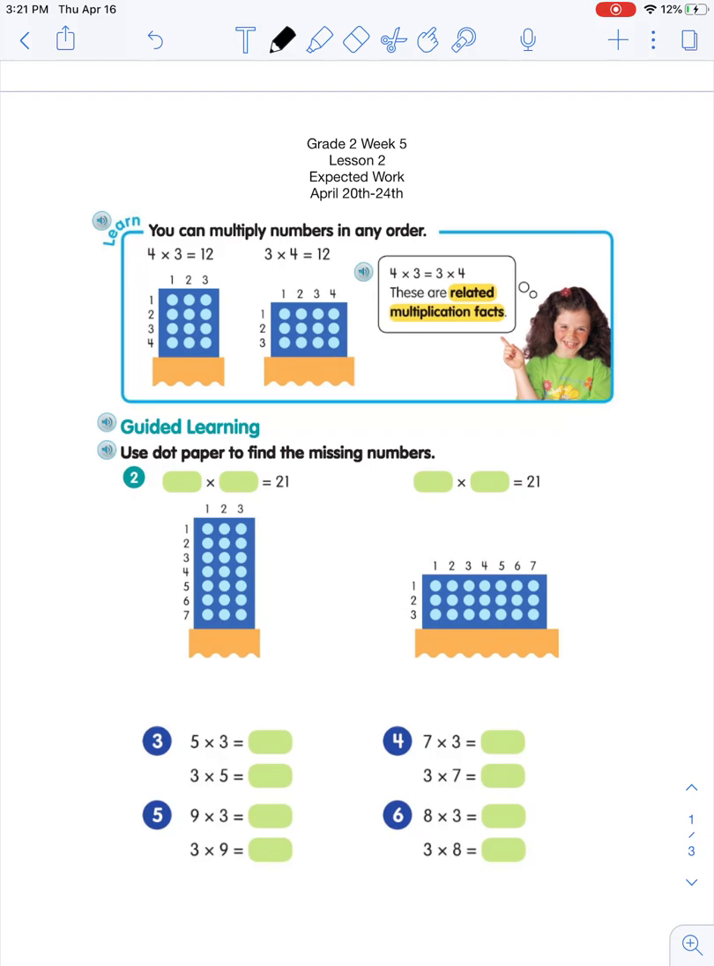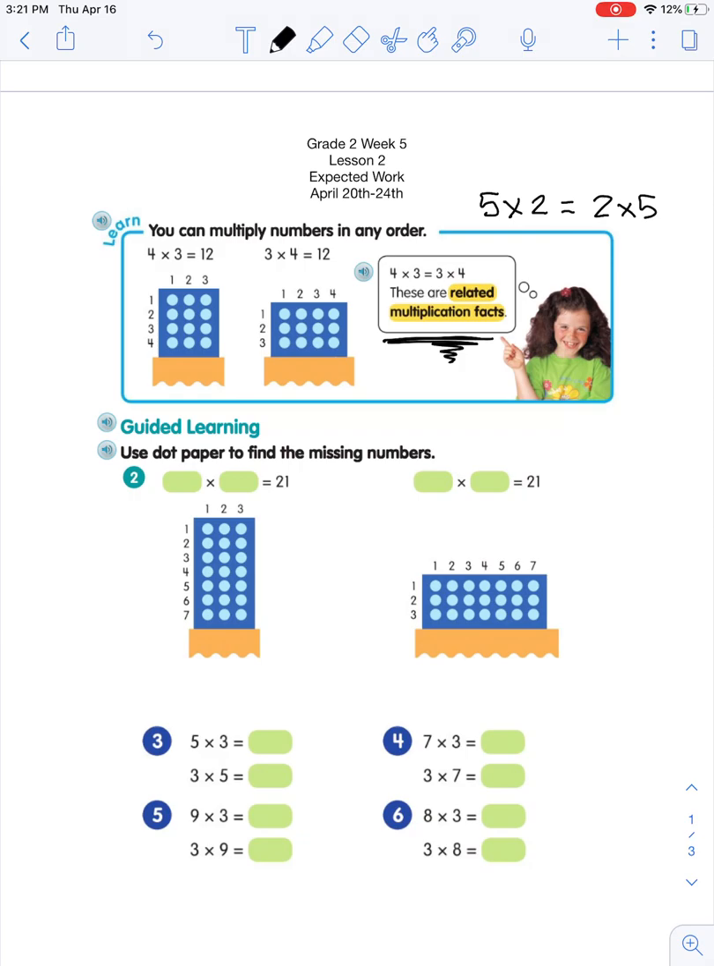Let's take a look over here. It says you can multiply numbers in any order. Oh, we know this. Fact families, right? These are now called related multiplication facts. I know that 4 times 3 is the same thing as 3 times 4. So I can say 4 times 3 equals 3 times 4, just like I could say 5 times 2 equals 2 times 5. Either way, I'm going to get the same total.